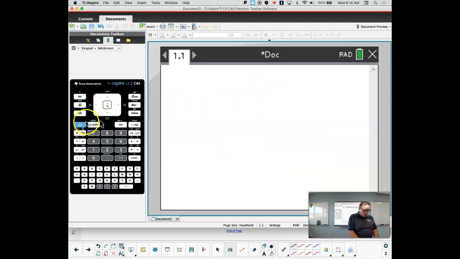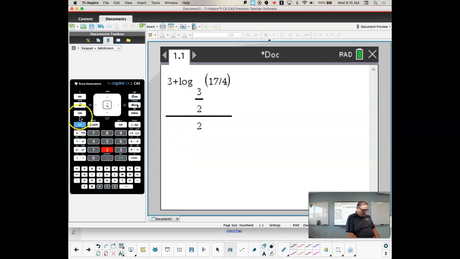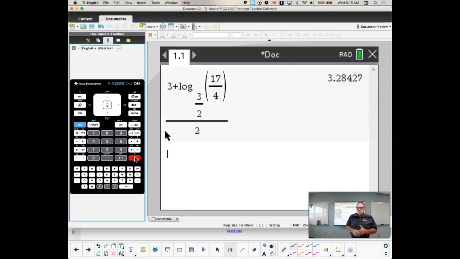So I could type that in here as just that fraction. 3 plus log base 3/2 of 17 divided by 4, all divided by 2. And I get the same answer.